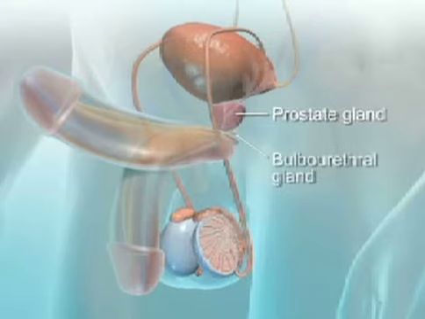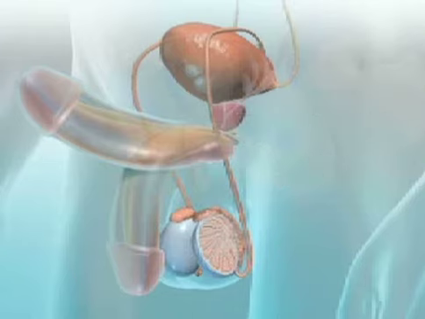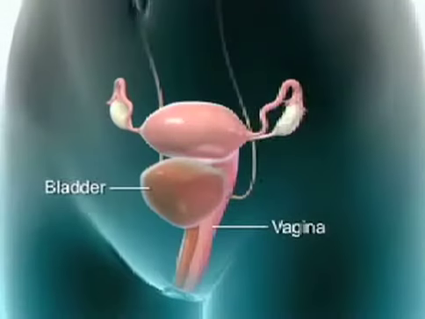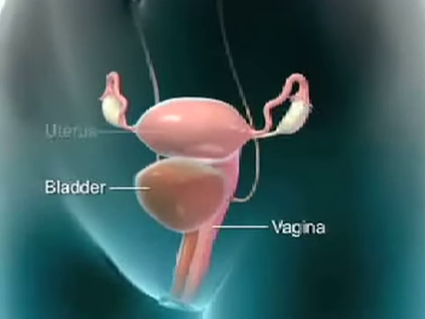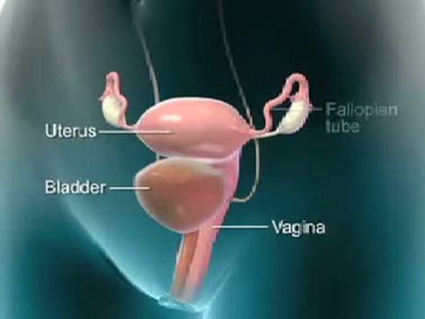Located just below the prostate gland are the bulbourethral glands. These glands open into the urethra, and, during sexual arousal, they secrete the pre-ejaculate fluid that flushes out any residual urine from the urethra. It also lubricates the urethra to help the sperm pass through. When the male ejaculates into the vagina of the female, the sperm must travel upward through the uterus to fertilize the egg in the fallopian tube.